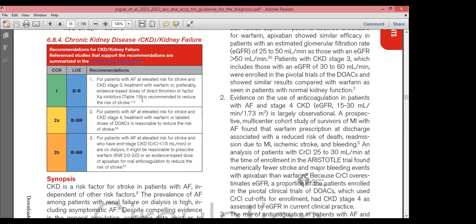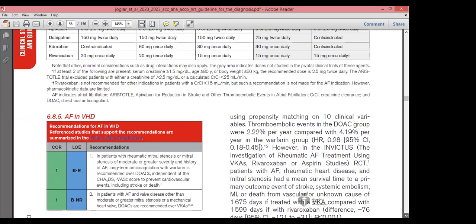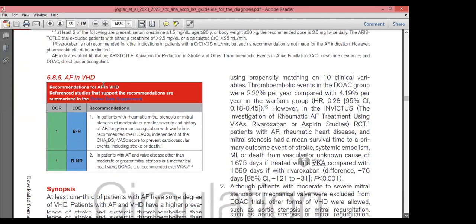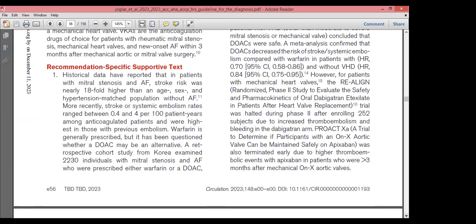And they said in patients that have CKD, it's actually advisable you use apixaban. It's more renal friendly. So you can reduce the apixaban dose to 2.5 milligrams twice a day. Okay. Then here, I think I've said this before, AF in valvular heart disease, you use warfarin, or in people that have mechanical heart valves.